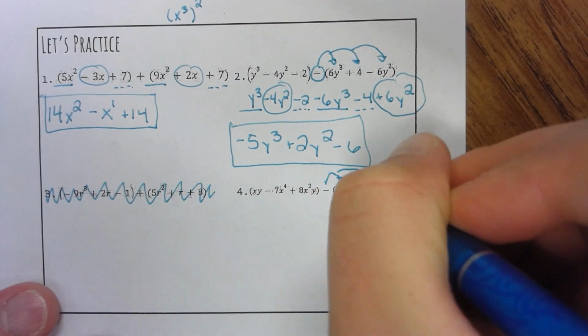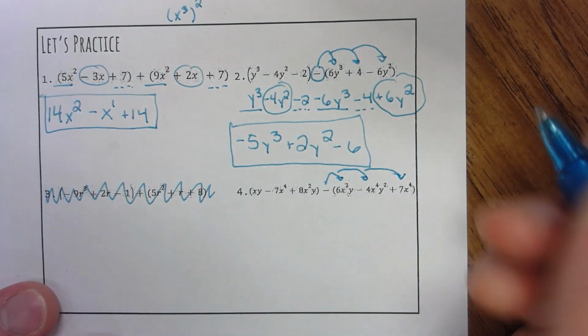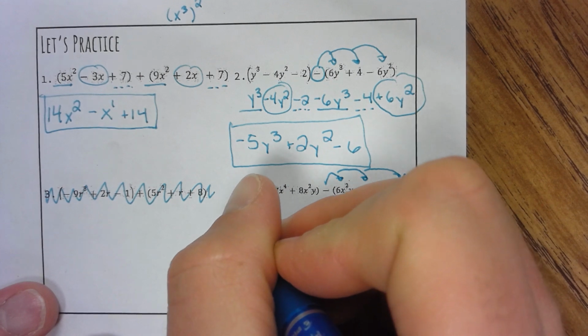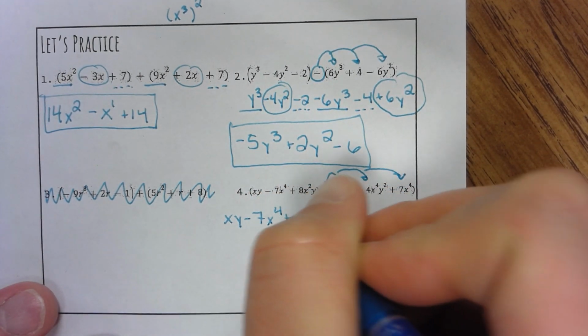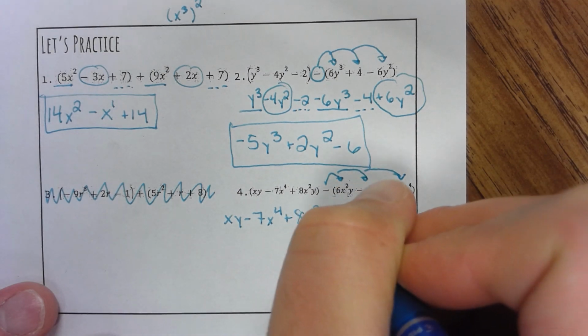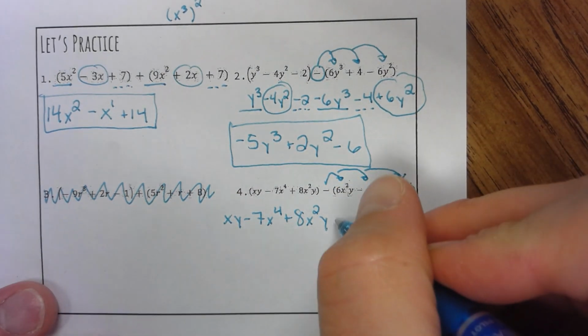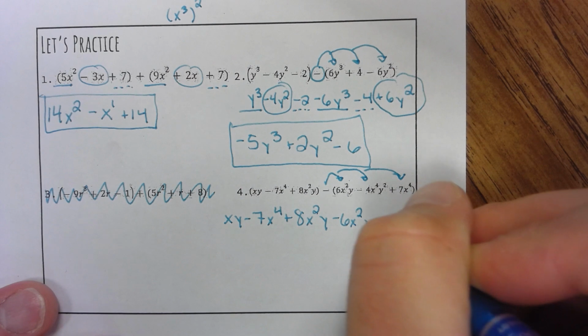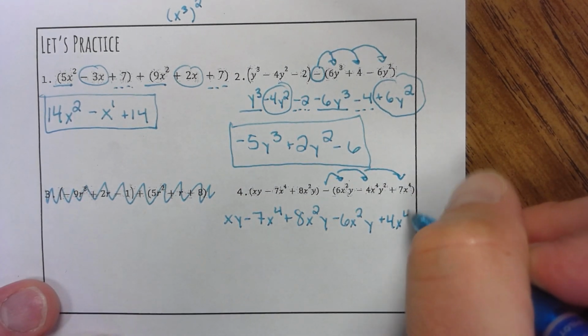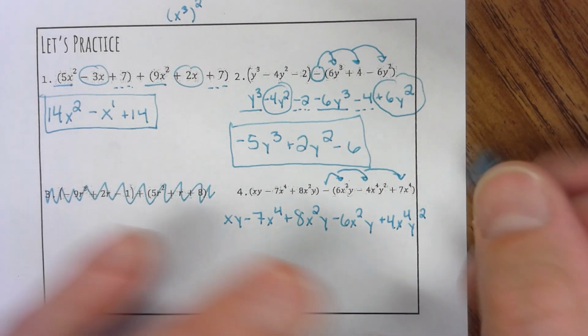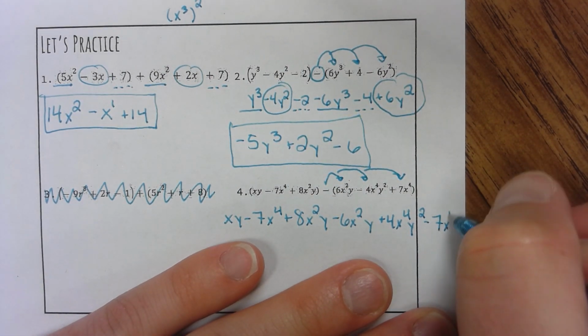First thing, I'm going to distribute the negative and rewrite everything. So I get xy minus 7x to the 4th plus 8x squared y, and then minus 6x squared y, and then plus 4x to the 4th y squared, and then minus 7x to the 4th.